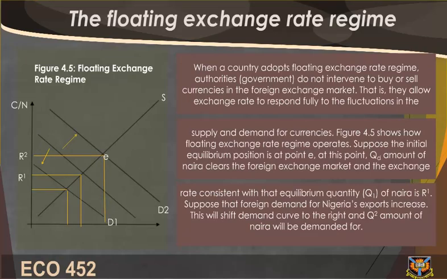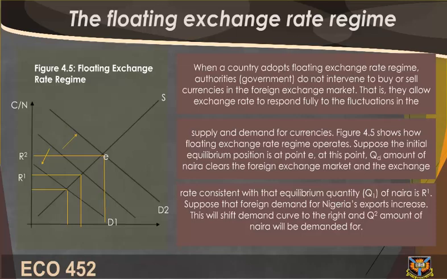The floating exchange rate regime. When a country adopts floating exchange rate regime, authorities, the government, do not intervene to buy or sell currencies in the foreign exchange market. That is, they allow exchange rate to respond fully to the fluctuations in the supply and demand for currencies. Figure 4.5 shows how floating exchange rate regime operates. Suppose the initial equilibrium position is at point E. At this point, the quantity Q1 of naira clears the foreign exchange market and the exchange rate consistent with that equilibrium is R0.